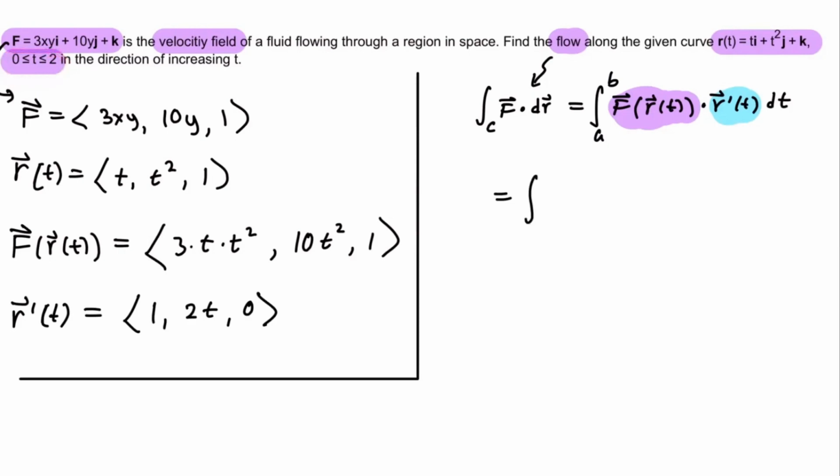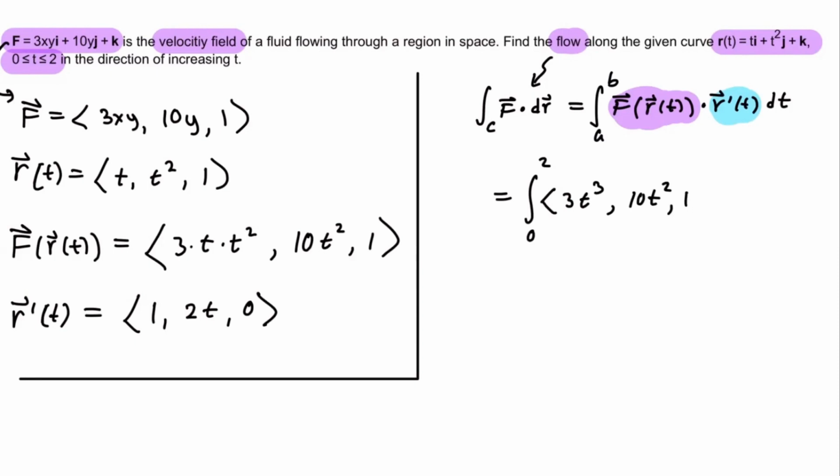So this will be the integral from 0 to 2 of F of R of t, which is right here. We're going to replace that in our integrand. We have 3t times t squared, that's t to the third. And then the second component is 10t squared, and the third component is 1.